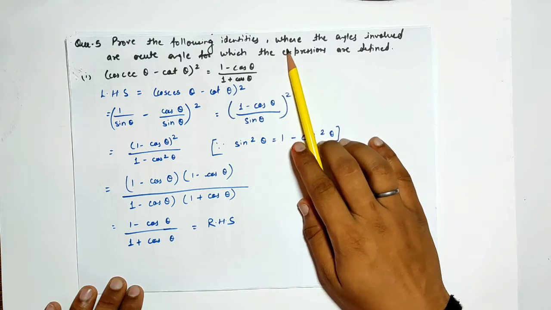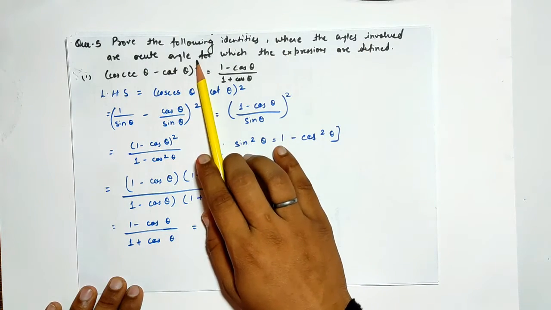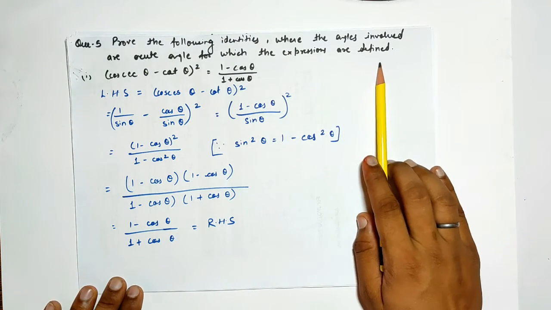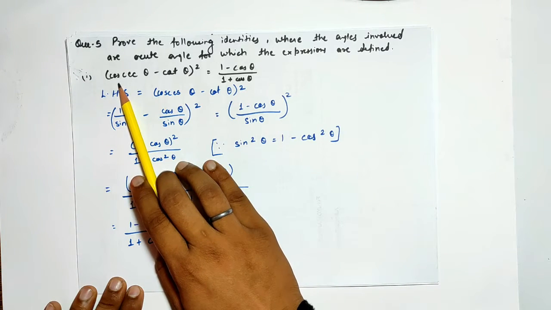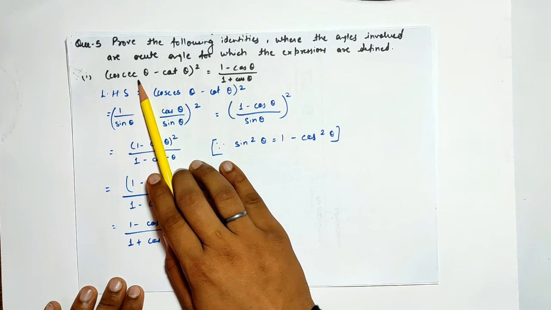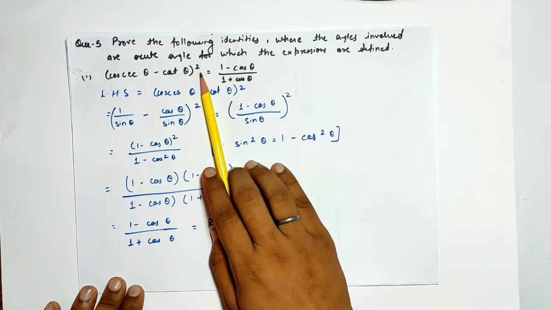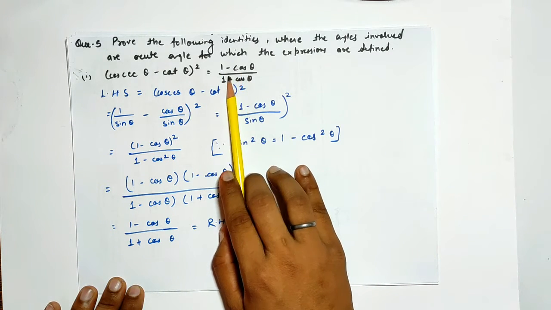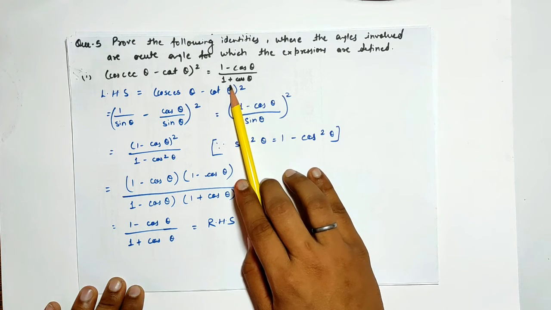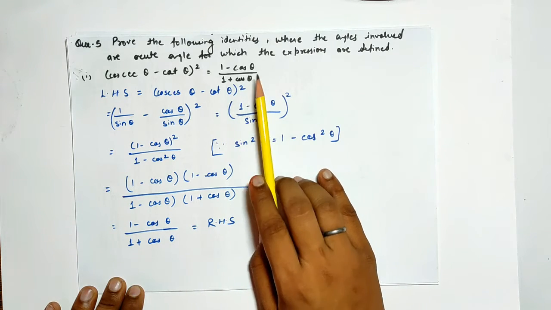Prove the following identities where the angles involved are acute angles for which the expressions are defined. First is cosec q minus cot q whole square is equal to 1 minus cos q upon 1 plus cos q.